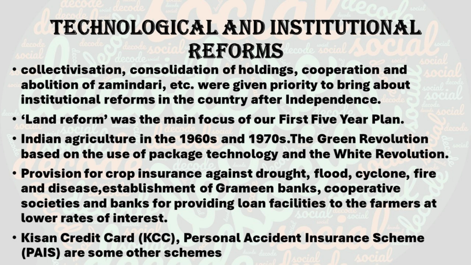The next one is minimum support price. You already know this term, as we have already studied it in the 9th grade. The government fixes a price for key crops to protect farmers from price crashes. The next one is the soil health card scheme.